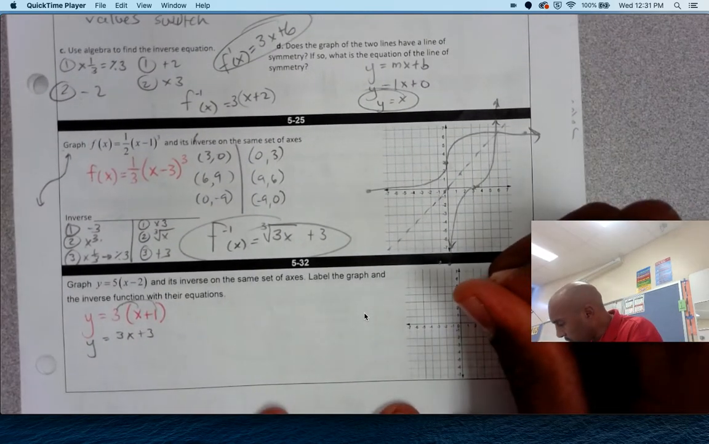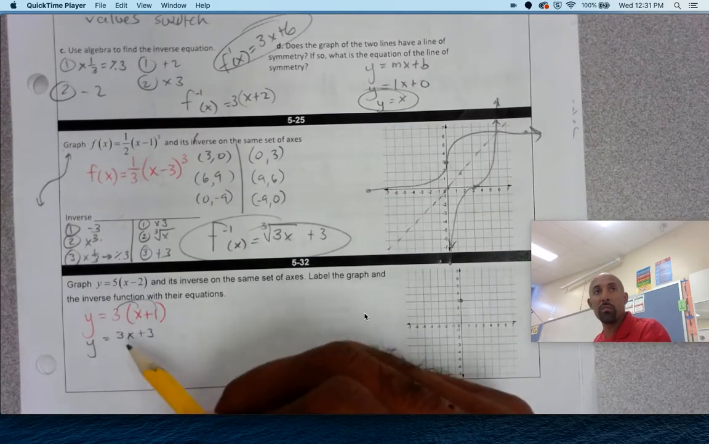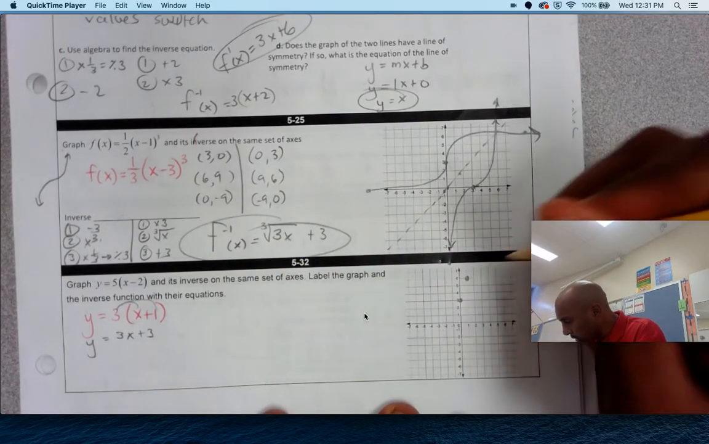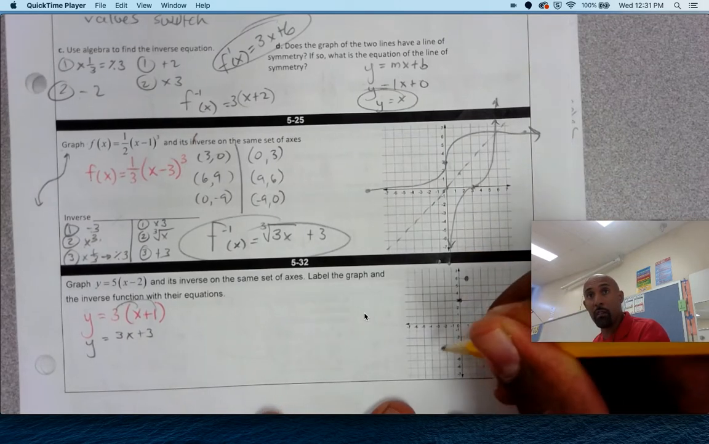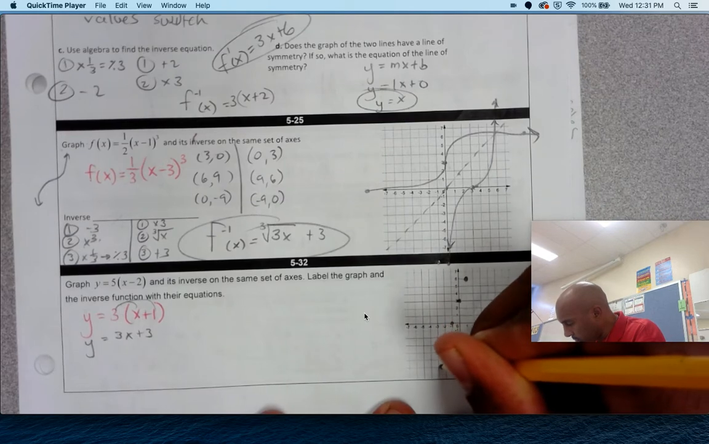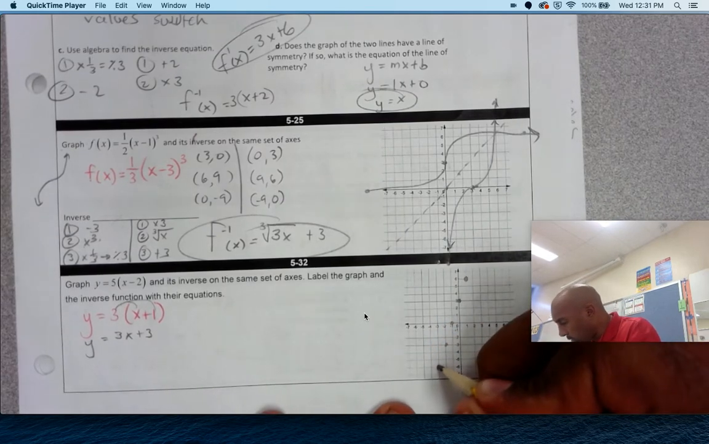So I start at 3, and now my slope is 3, so it's up 3 over 1, up 3 over 1. I don't have any room, so I got to go back down the other way. So down 3 over 1, down 3 over 1. Okay, so I'm going to go ahead and graph that line.